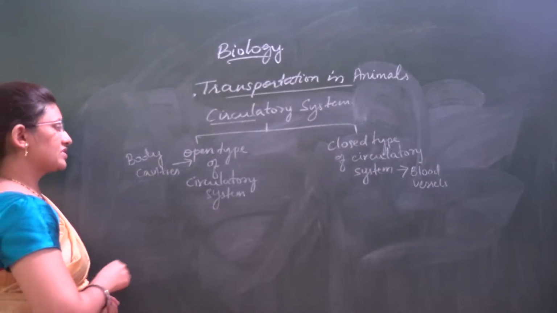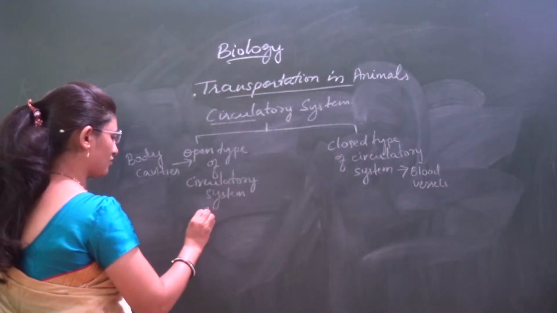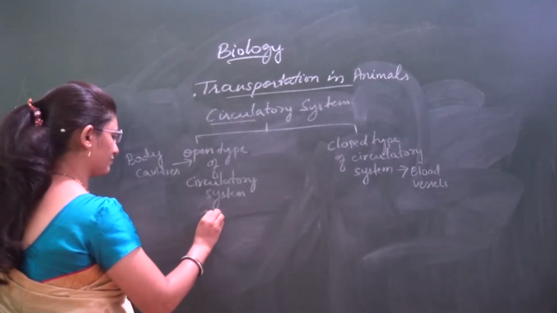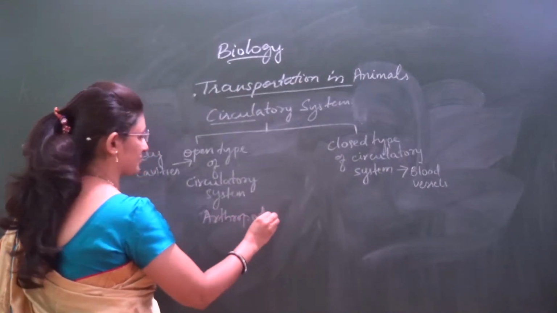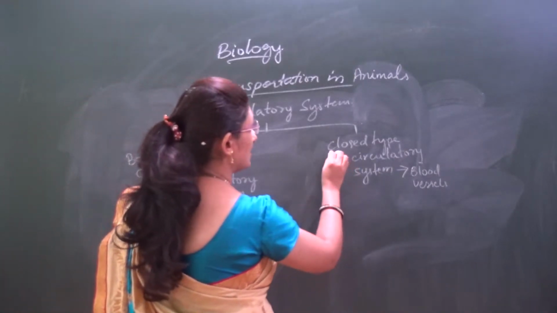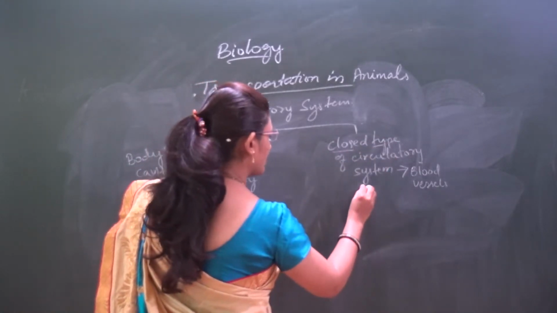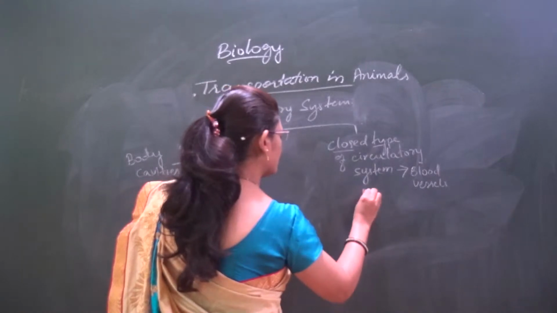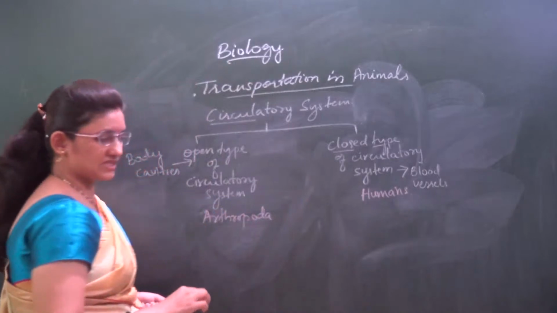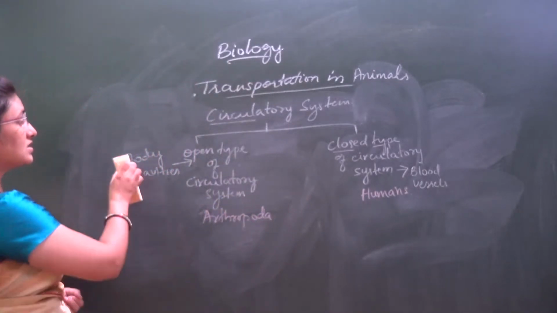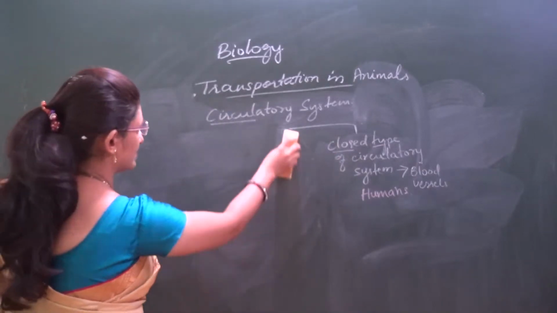Now, in open type of circulatory system, if we take the example of the arthropoda, they are having the open type of circulatory system. If we see in case of the closed type, most of the animals are consisting of the closed type of circulatory system. Now, we are taking up the closed type of circulatory system only.